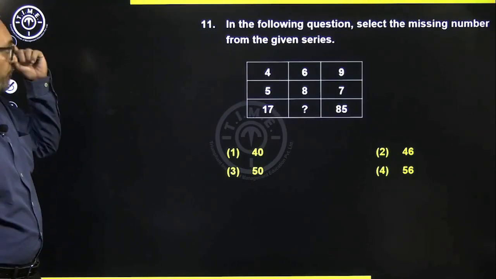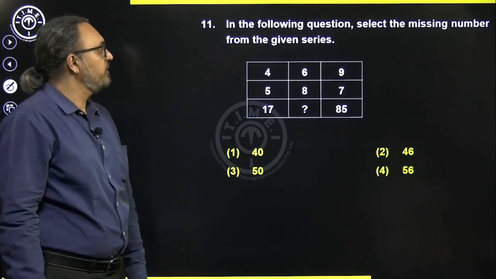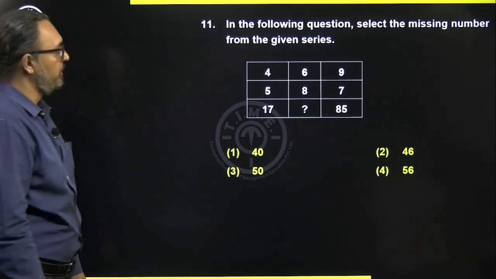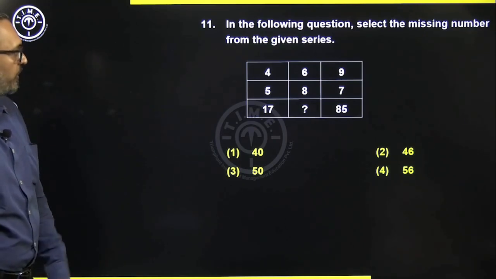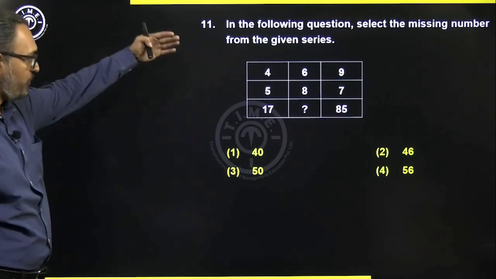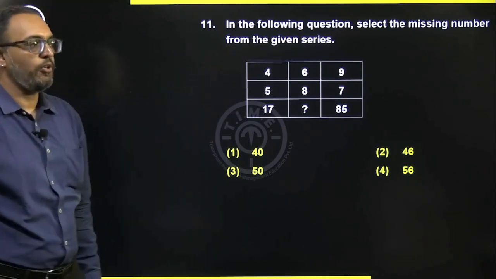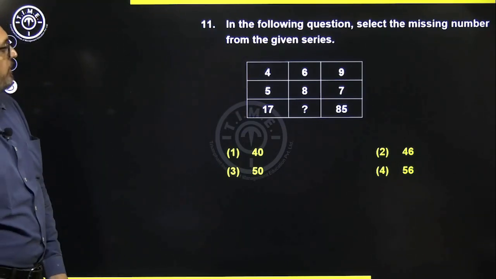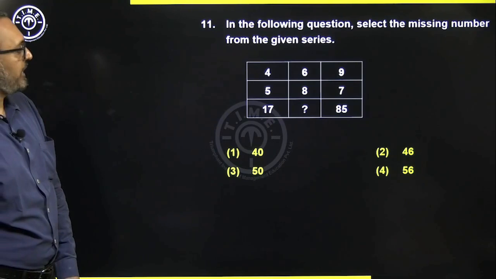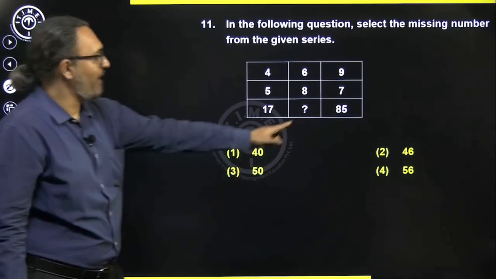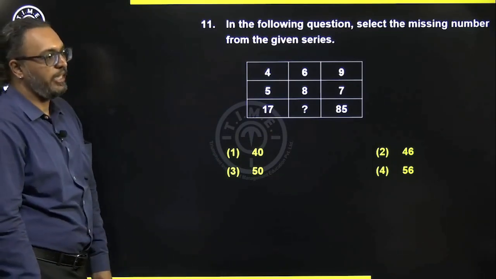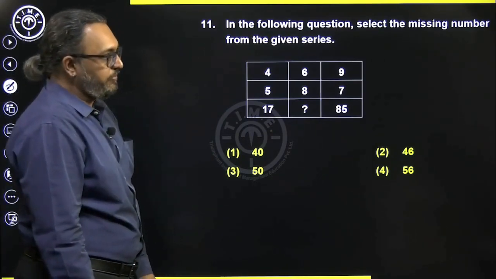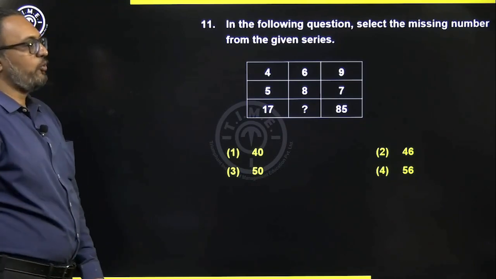Then, in the following question, select the missing number from the given series. Okay. So let's see how this works. So you have 4, 5, 7. So should I take vertically or horizontally? This is what you need to check here. Okay. So let's take vertically and check it because you have an 85, a slightly bigger number. So 9 and 7, how do I get 85?